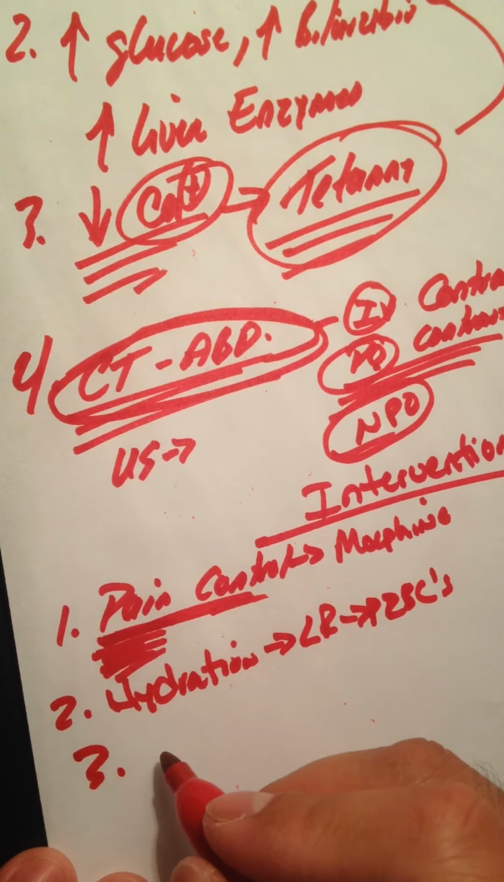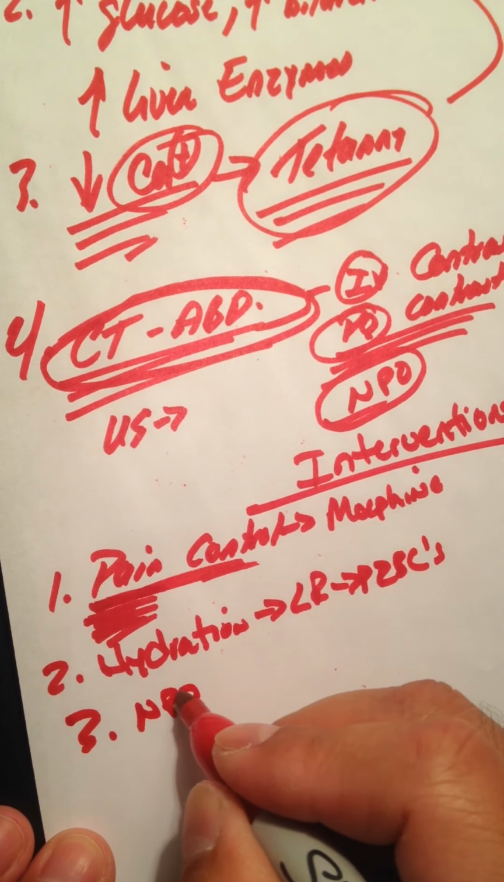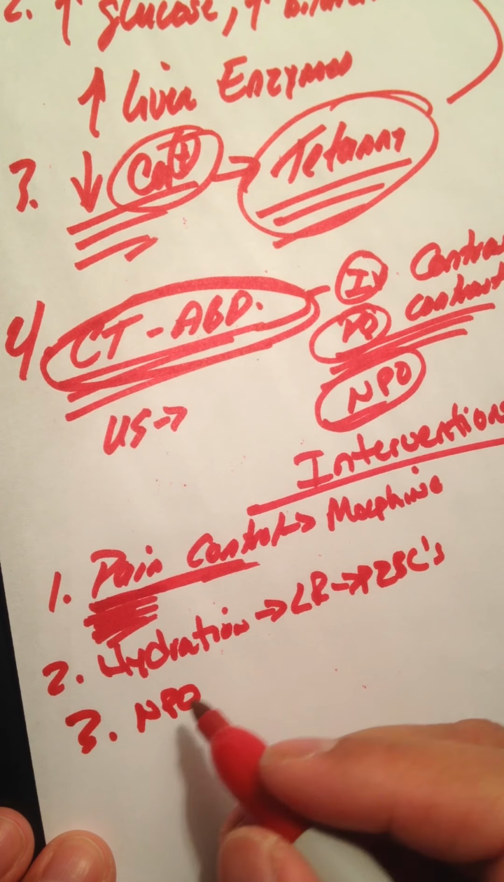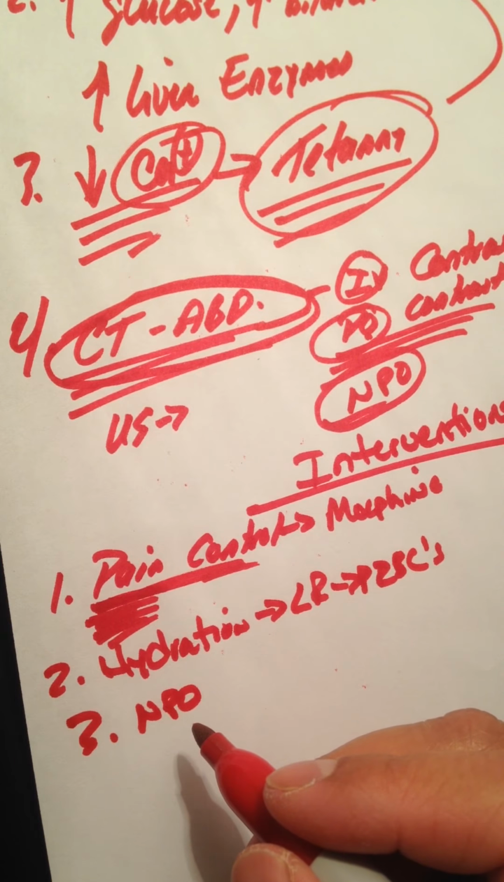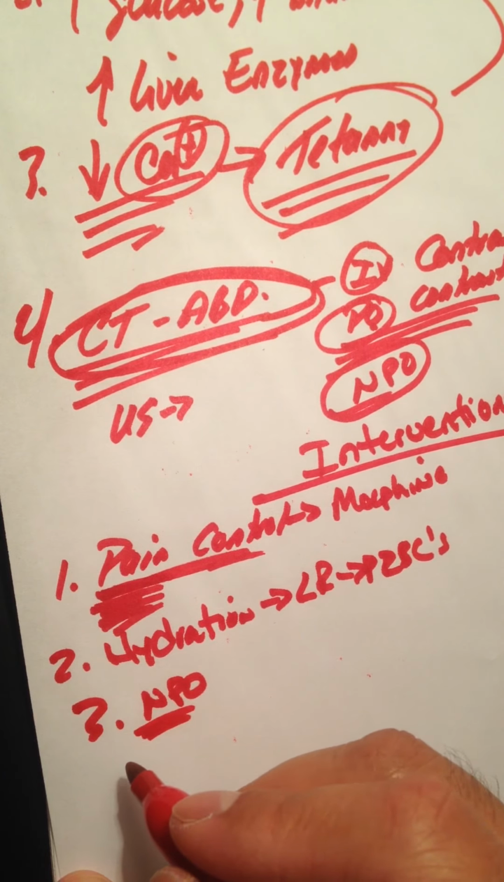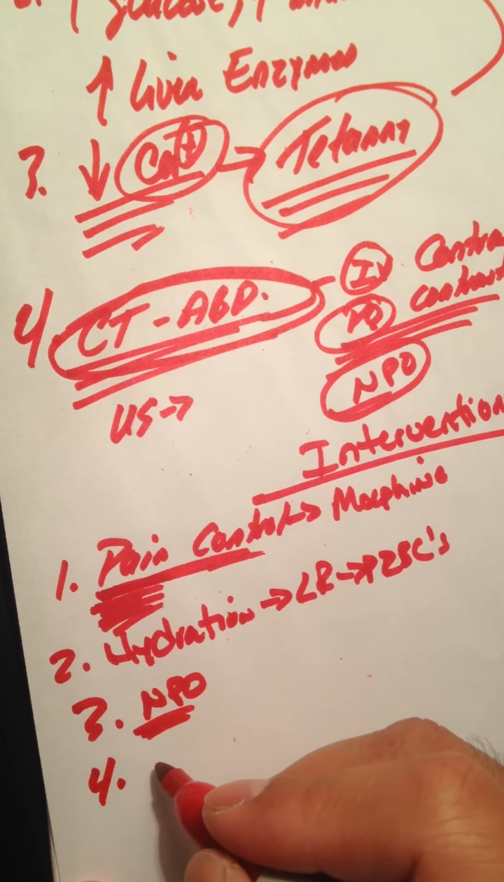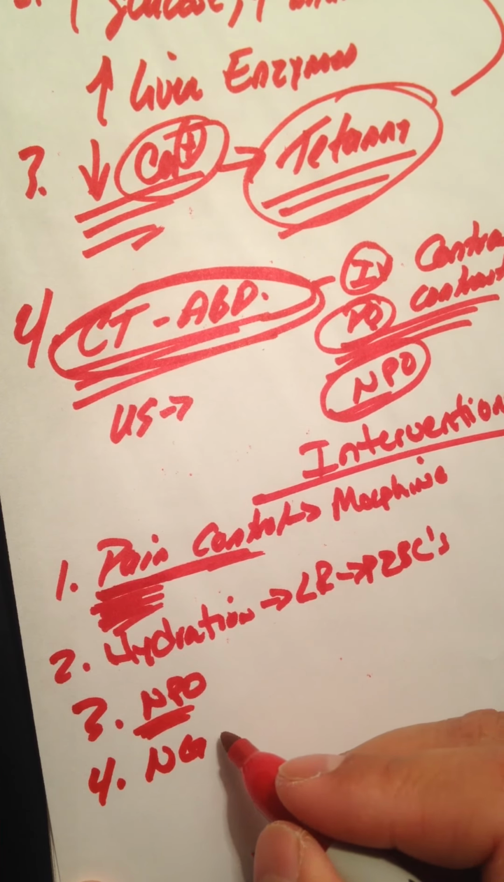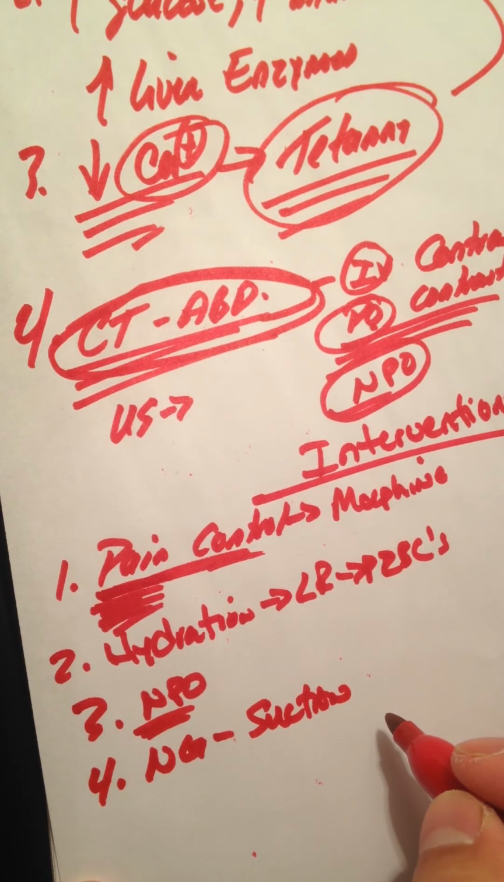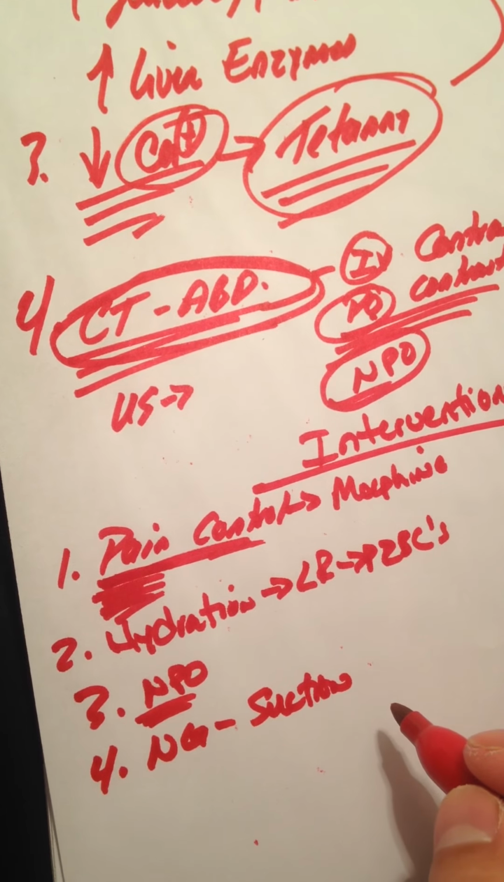Number 3, you want to place them in NPO status. You want to let that bowel, that area rest. Okay, anytime you eat, your pancreas is going to try to secrete those enzymes, and that is only going to irritate the area more. So you'd put them in NPO status to prevent that pain from occurring. The other thing that you would also do is put in an NG tube and perform some suction. Again, you're going to get rid of those gastric contents to prevent pain from occurring.